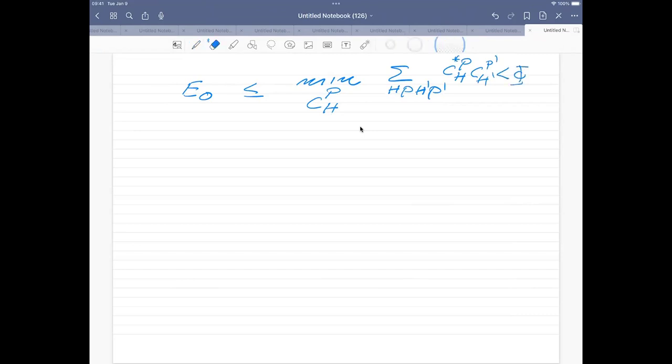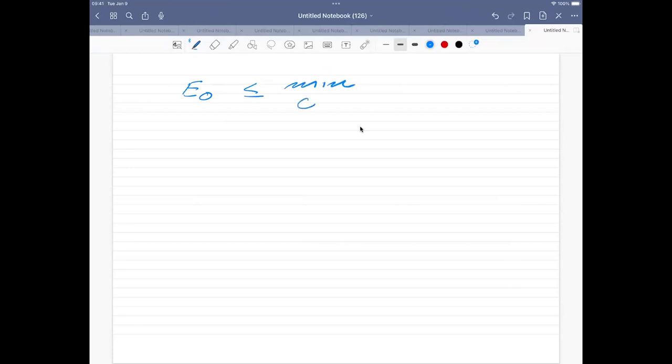So let me just delete this one and be a little bit less greedy with space here so that I can squeeze everything into one line. So this is the minimization which we are dealing with respect to these coefficients C_{Hp}. And this is what we derived last time. So we have a pH and pH prime. We have the coefficients C_H complex conjugate, C_H' of p prime.